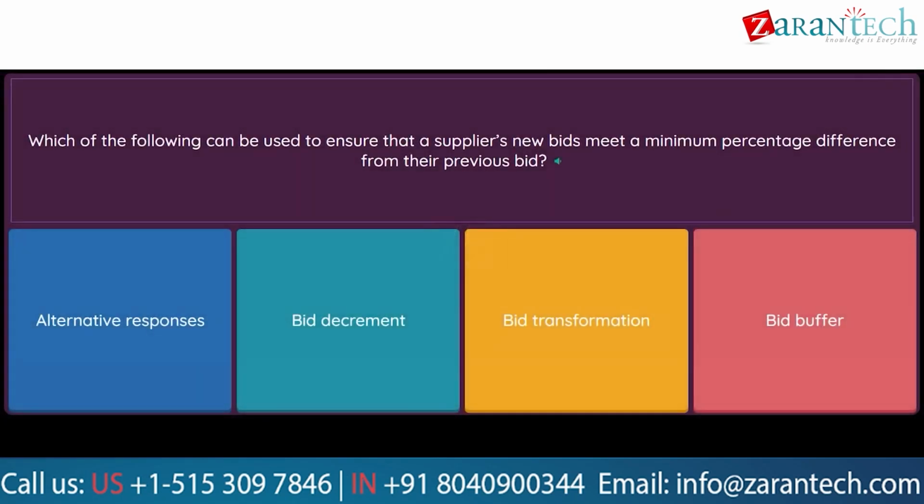Question: which of the following can be used to ensure that a supplier's new bids meet a minimum percentage difference from their previous bid? Option 1: Alternative responses. Option 2: Bid decrement. Option 3: Bid transformation. Option 4: Bid buffer.